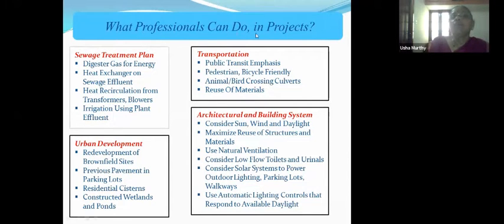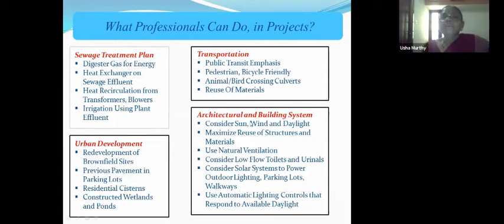Then what environmental professionals can do in their project, or in general, professionals can do while planning or designing the projects: sewage treatment plants, digester gas for energy, heat exchangers for sewage effluent, heat recirculation from transformers and blowers, irrigation using plant effluents. So they can aim at all these things. Then in urban development, redevelopment of brownfield sites, pervious pavements in parking lots, residential systems, constructed wetlands and ponds. Then transportation, of course, public transport, emphasizing pedestrian or bicycle friendly zones. Then animal and bird crossing culverts, the use of materials. So this again, it should be attempted.